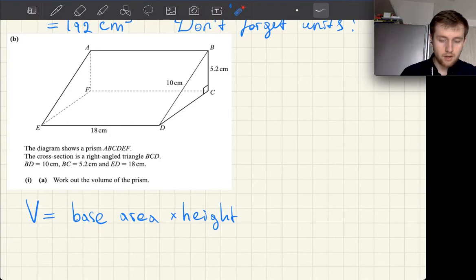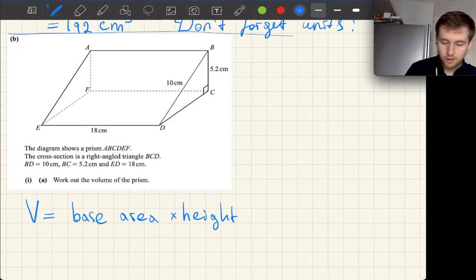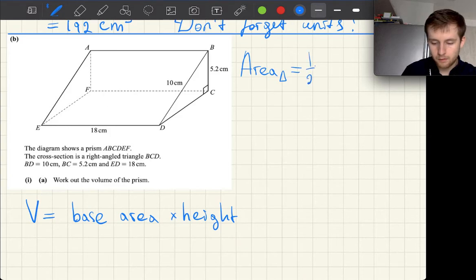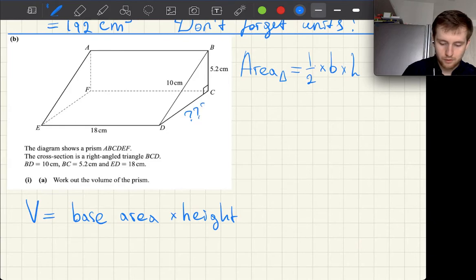To find the area of a triangle, particularly of a right-angled triangle, we know that the area of a triangle is just equal to 1/2 times base times height. In this case, the base is missing, right? We don't know the side, but actually it's quite easy to find.